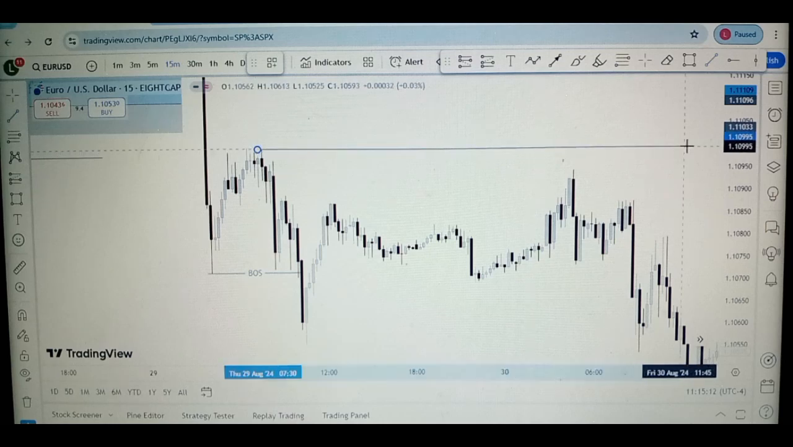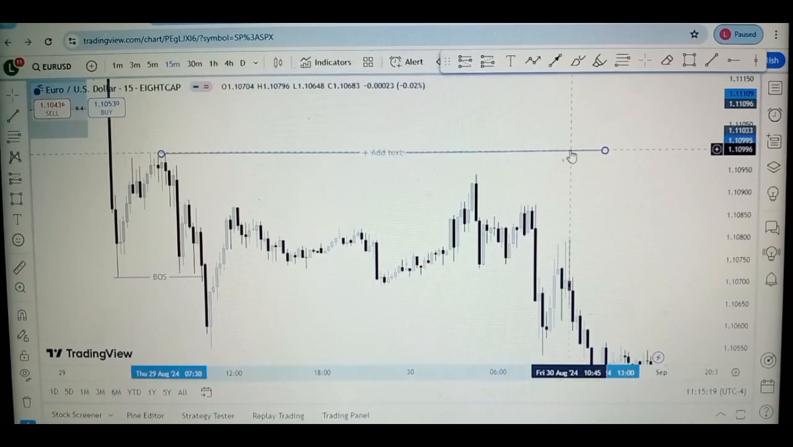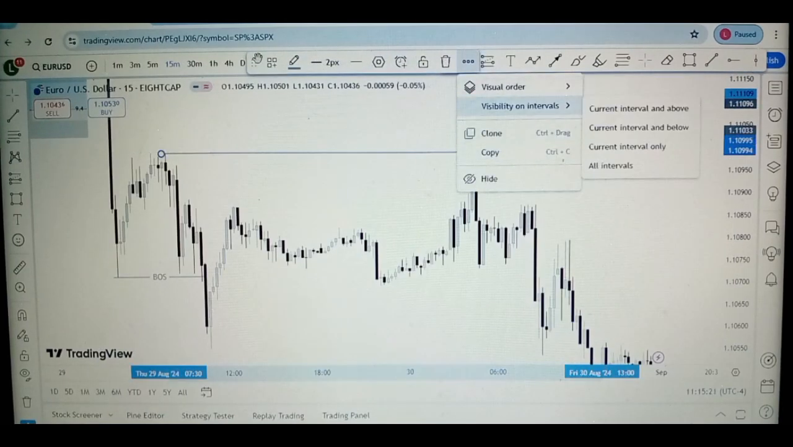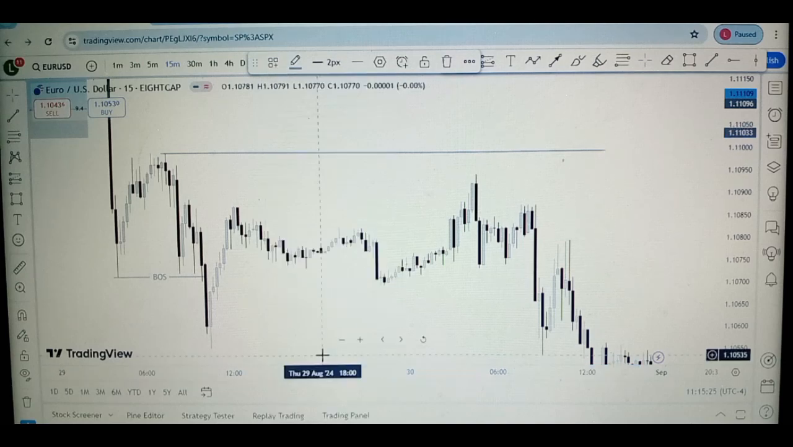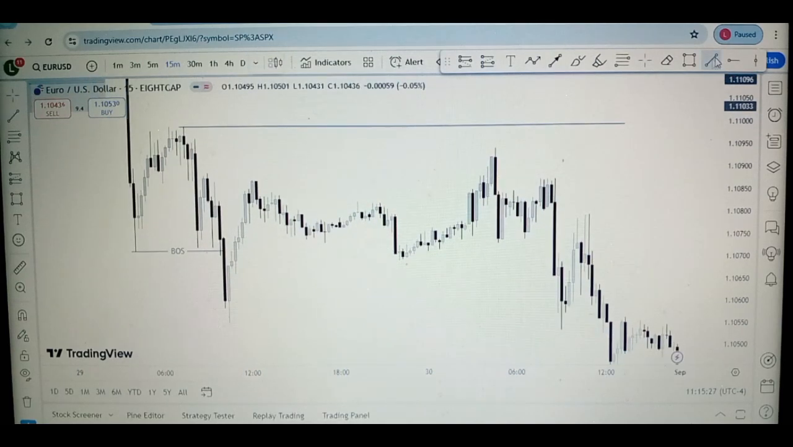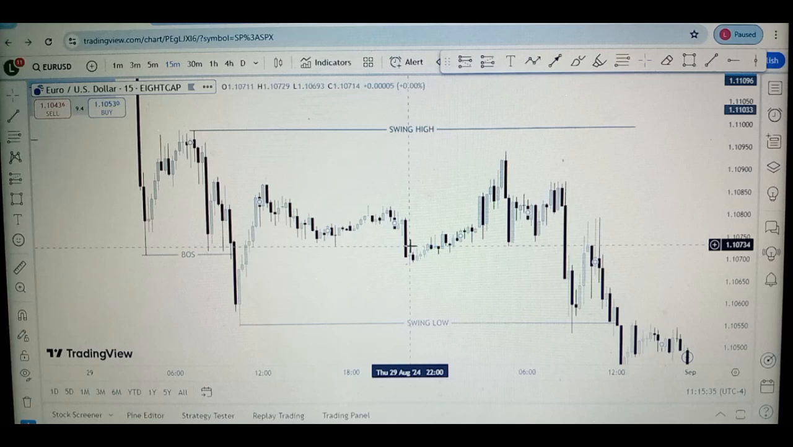I was just looking to go lower because, simply put, it's just context, supply and demand. So I knew that's my swing high, and that's my swing low before we broke structure. That was my swing high, and this was my swing low.